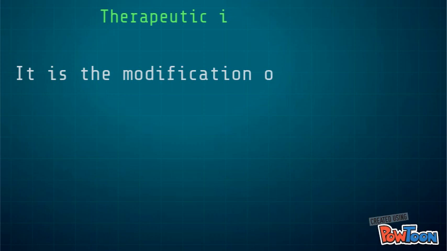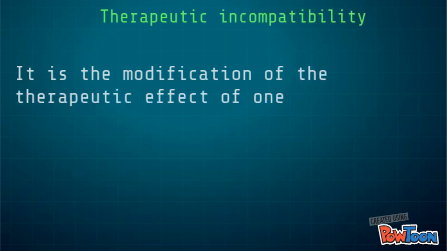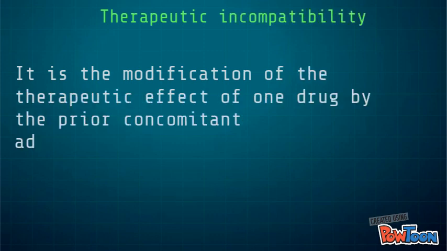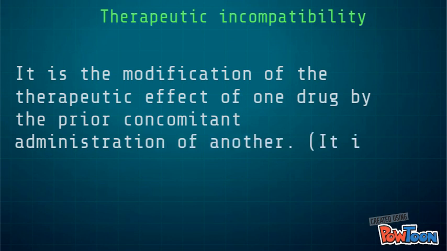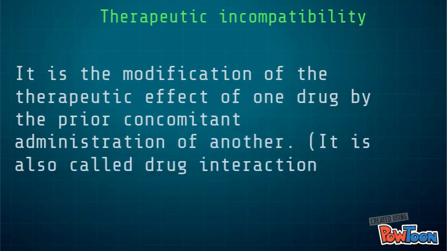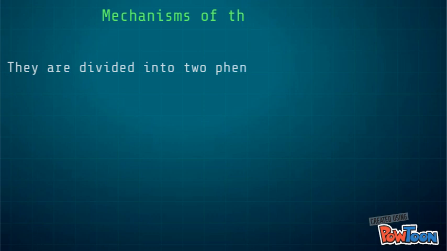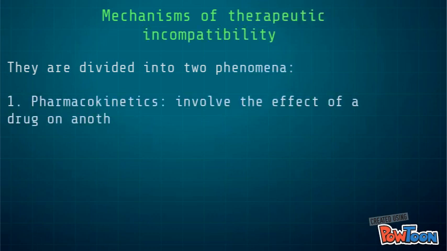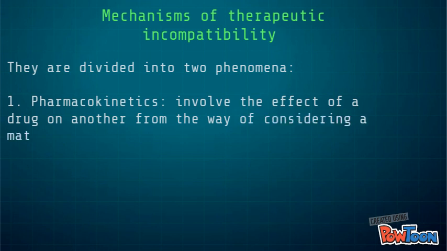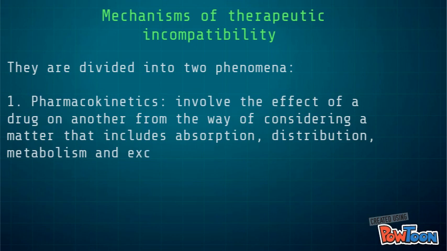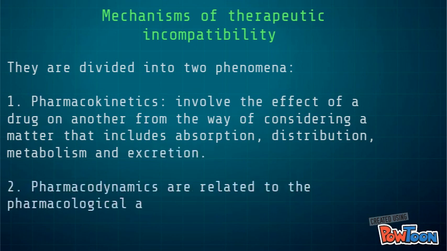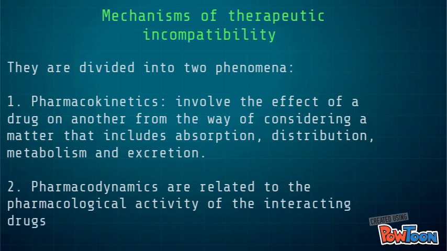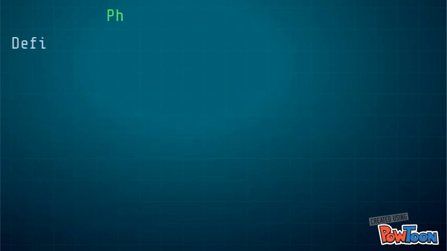Therapeutic incompatibility definition. It is the modification of the therapeutic effect of one drug by the prior or concomitant administration of another. It is also called drug interactions. Mechanism of therapeutic incompatibility: pharmacokinetics involves the effect of a drug on another from the point of view of absorption, distribution, metabolism, and excretion. The other is pharmacodynamics, related to the pharmacological activity of the interacting drugs, that is synergism, antagonism, etc.